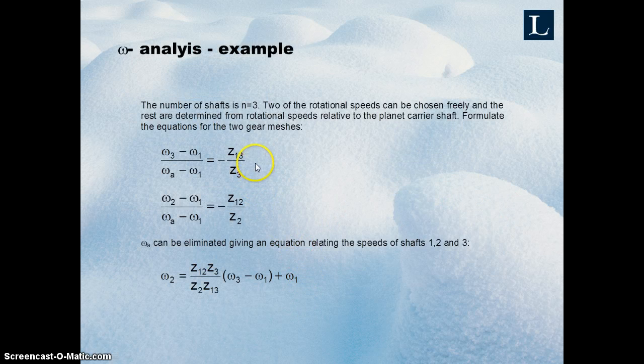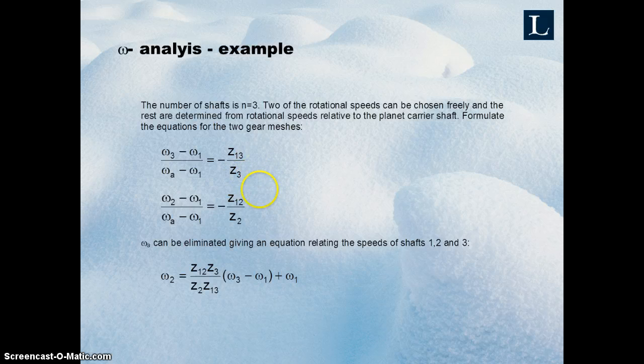So how many equations can we write then? Well, the number of shafts is 3, so that means that we can write 2 equations. We have, first of all, to compare the speed of one of the sun gears with the planetary gear, and we can see that ratio, if we reduce it by omega 1, is the same as the ratio of the gear wheels involved. That is the sun wheel here and the planetary gear here.